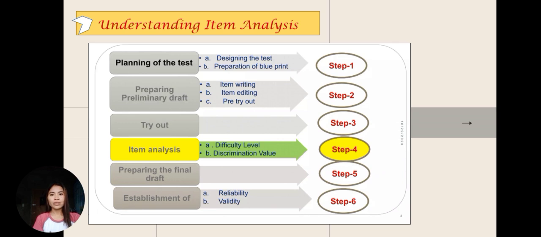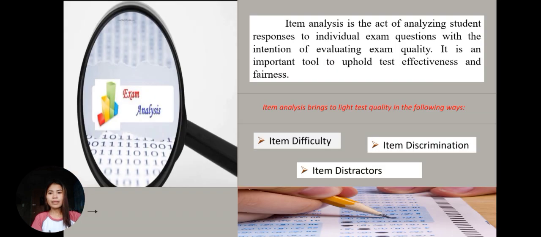After analyzing the results, we can now create a final draft and establish the reliability and validity of the certain conducted tests. Item analysis is the act of analyzing student responses to individual exam questions with the intention of evaluating exam quality. It is an important tool to uphold test effectiveness and fairness. It is a statistical technique which is used for selecting and rejecting the items of the test on the basis of their difficulty value, discrimination power, and the distractors.